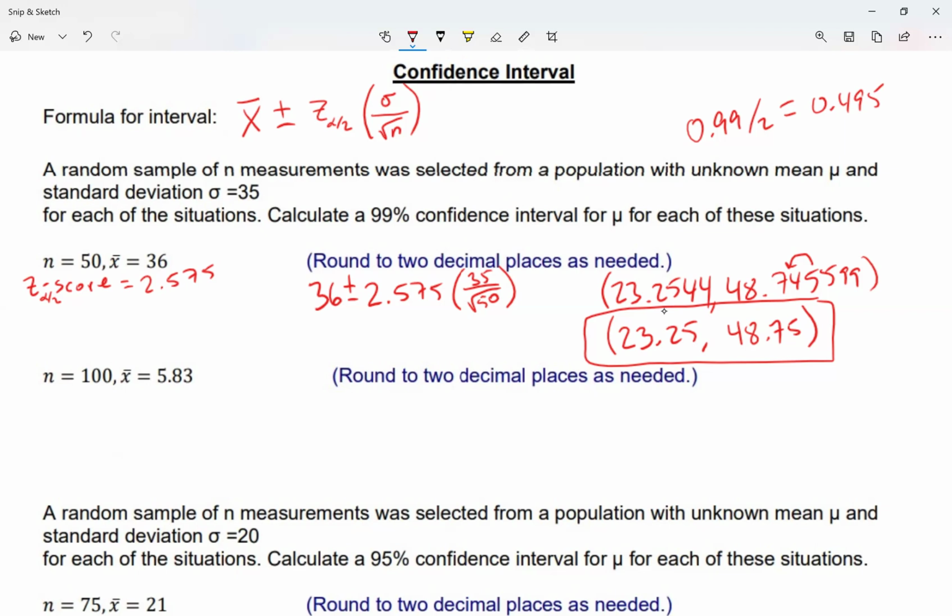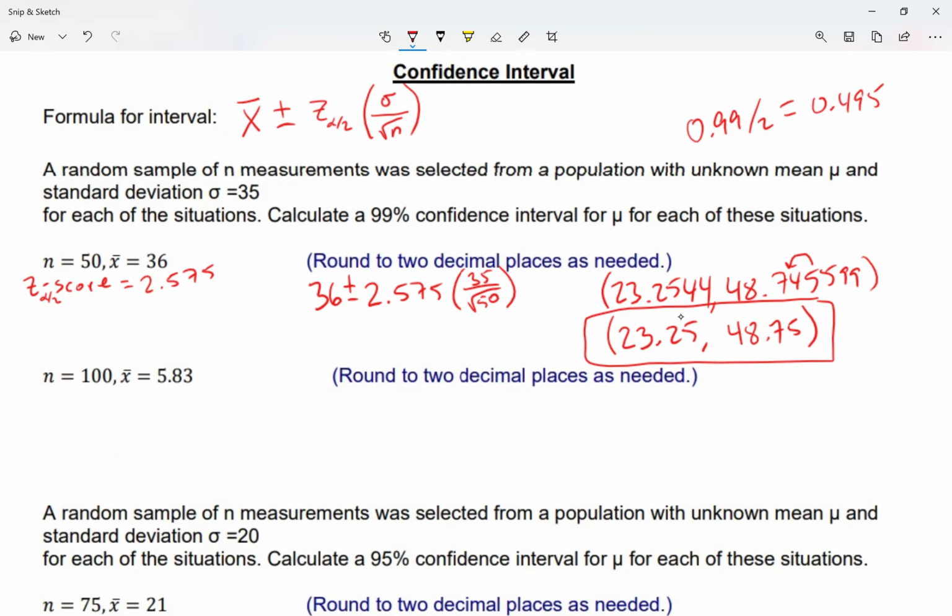Again, if there were 50 numbers, 50 samples, right? There's 50 numbers. The average is 36, the standard deviation is 35. I am 99% sure that a number that I pick will be in between these two values, any random number. That's what the confidence interval means. Now, let's do the next example.